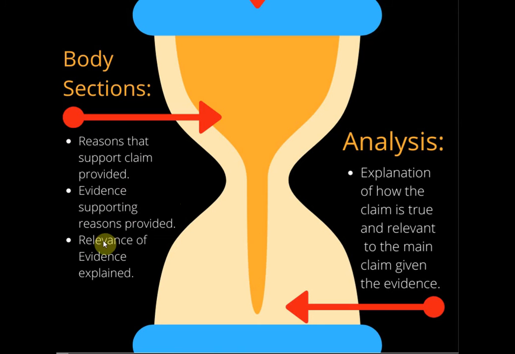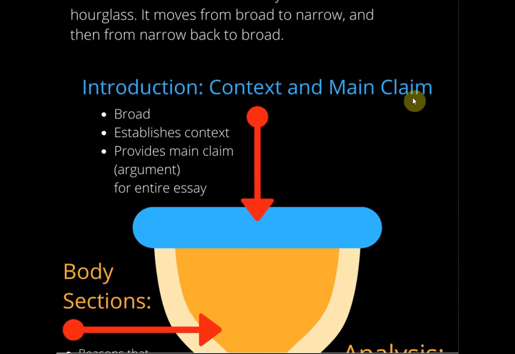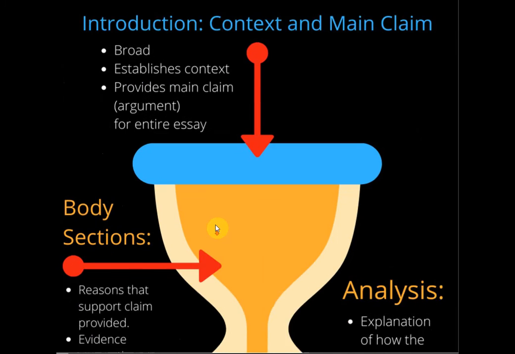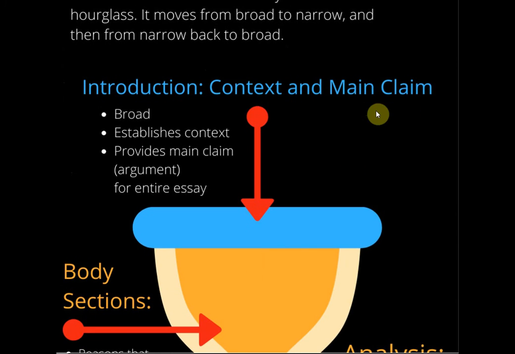Then I'm going to explain to you the relevance of that evidence. How does it, in fact, prove that that reason is true? If I'm a really good writer, I'm going to provide you with analysis. That means I'm going to explain to you not only how the evidence supports the reason, but I'm also going to explain to you why it matters in connection to that main claim. So I'm going to connect the reason to the main claim.